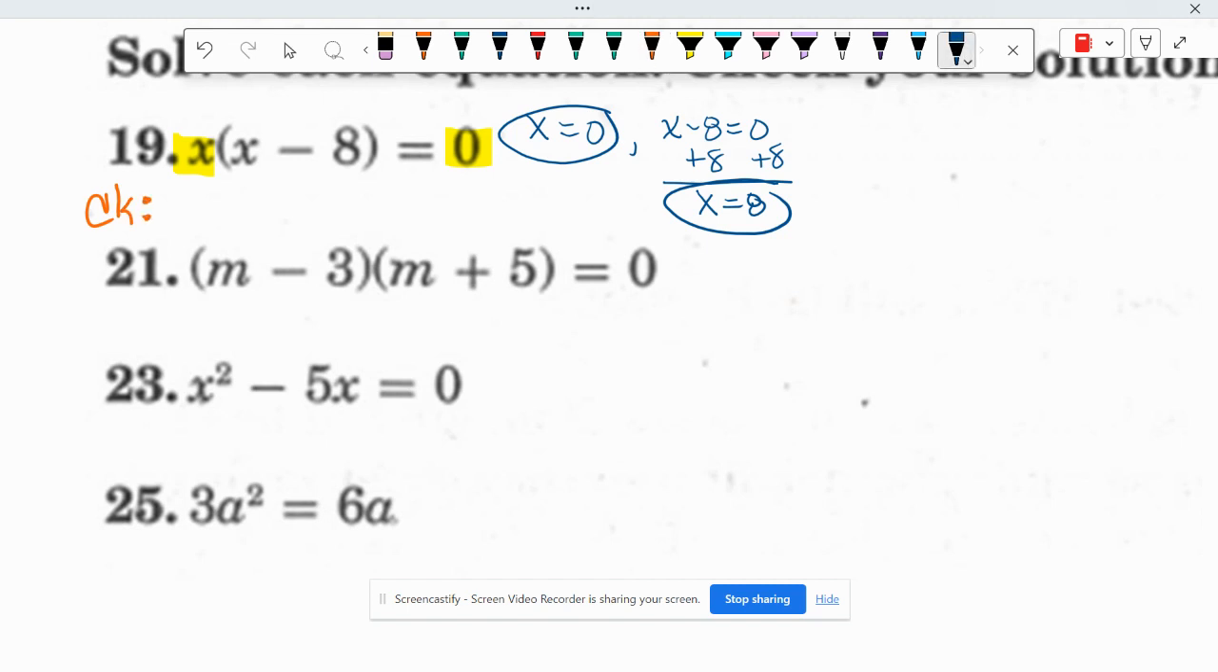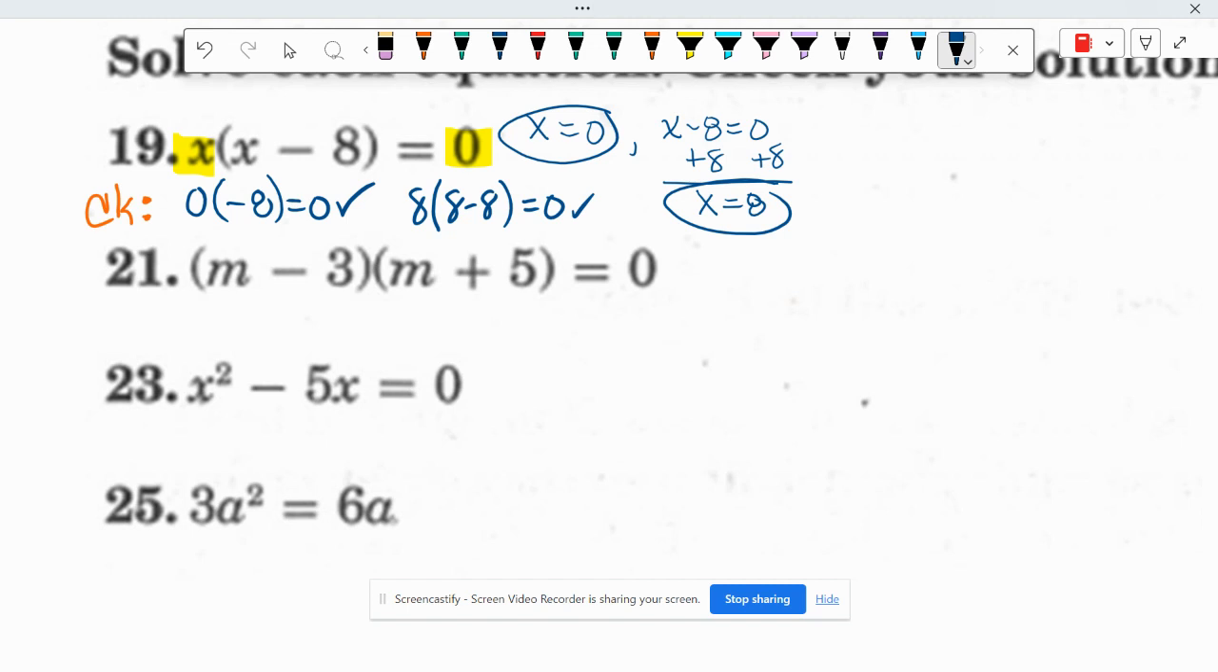Well, I can plug in 0. That would be 0 times negative 8. Because 0 minus 8 is negative 8 equals 0. Well, that's true. Or I can use the 8. Let x equal 8. 8 times 8 minus 8 equals 0. Let's see, what's 8 minus 8? What's 8 times 0? So it works for both numbers. Okay? That's what it means to check.